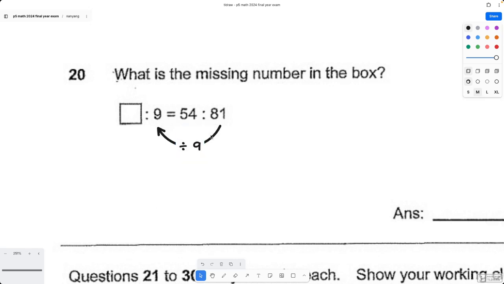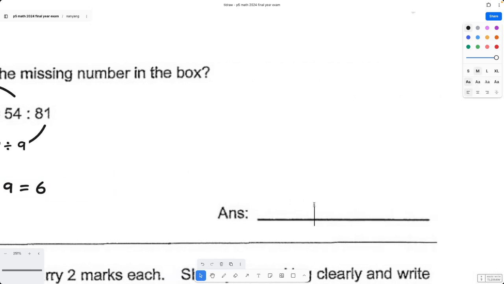So that means it's the same for 54 and the box over here. We divide. 54 divided by 9 is equal to 6. So the answer to this is 6. There we go.